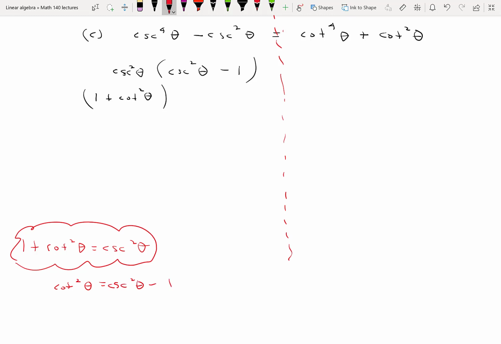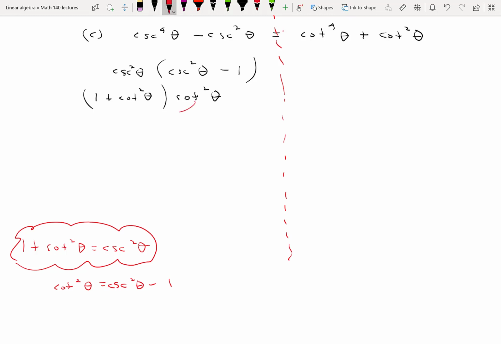Now it looks like I just violated something. In red, I subtracted 1 from both sides. I told you when you're establishing identities, you're not allowed to do that. Well, I'm already assuming that the thing in red is an identity, so I can do anything I want with it. I can add, subtract, multiply, divide both sides by anything I want, except for 0 in the case of division. Okay, so cotangent squared equals cosecant squared minus 1. So I'm going to replace cosecant squared minus 1 with cotangent squared, and it's almost there.